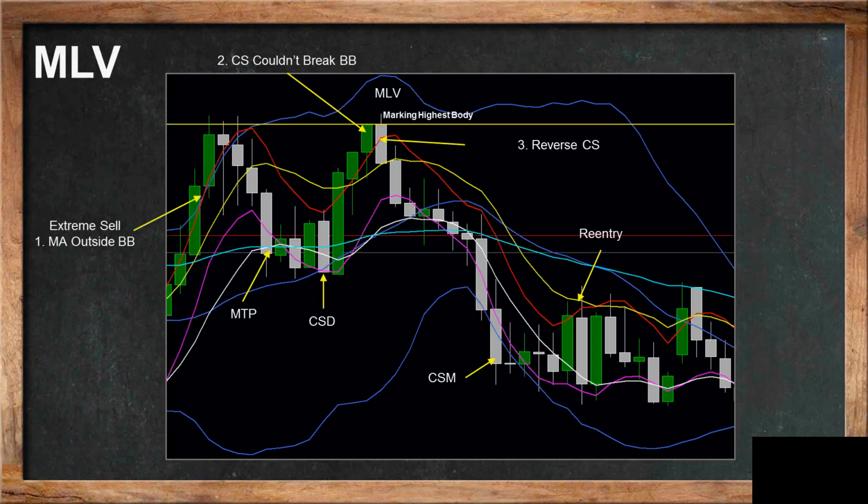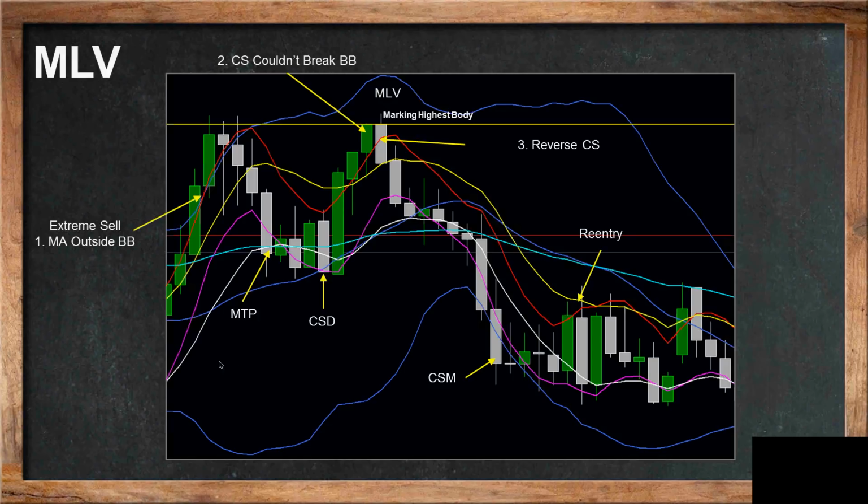Again, the safest is going to be at Malo 5. After mandatory take profit, the market went back up, and it didn't manage to break the top BB. So this is the second characteristic of MLB.